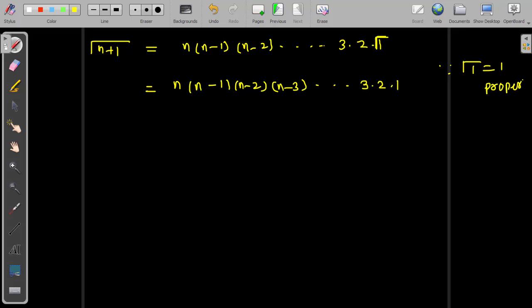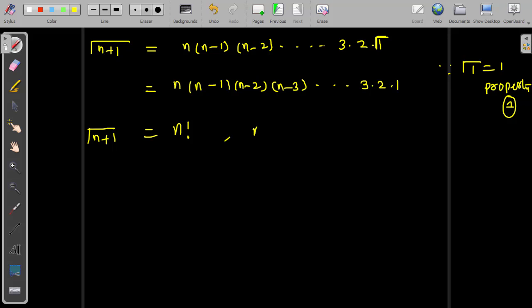Property 1, applying property number 1 here. So already written, this is nothing but n times n minus 1 times n minus 2, and so on up to 3 dot 2 dot 1. This is nothing but the definition of n factorial. So we can say here gamma of n plus 1 on the left side equals n factorial.